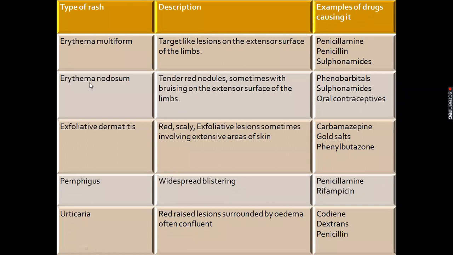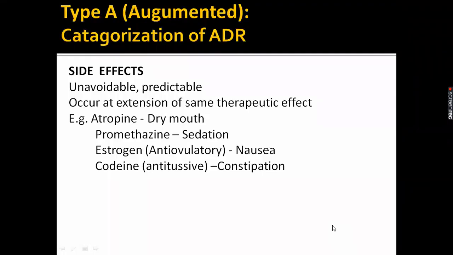So erythema multiforme is a type of skin adverse drug reaction. We can see it due to penicillin. Erythema nodosum, we can see it due to sulfonamides, or we can take it as a dapsone reaction in leprosy. We get this exfoliative dermatitis. Again, the sulfur drugs can cause this. Gold salts, carbamazepine, all this can cause. Coming to pemphigus, again penicillin and rifampicin can cause. Coming to urticaria, it can be caused due to codeine, dextran, penicillins, all these things.